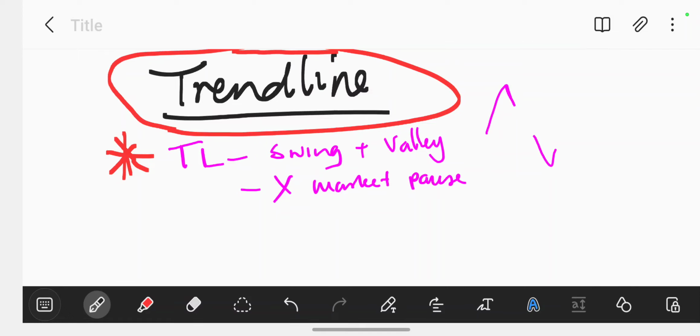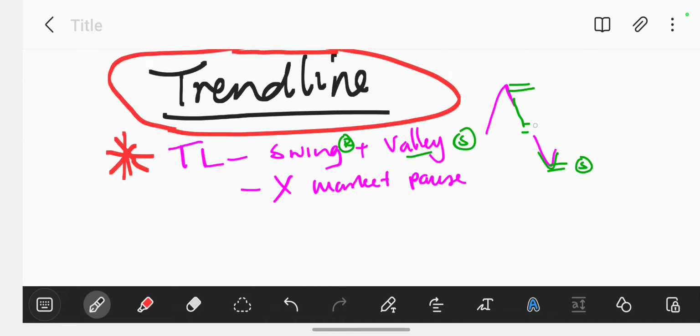Both of them, remember, at the swing you have your area of what? I need to make this clear. At the swing or here you have an area of what? Of resistance, and at the valley here you have an area of support, right? Support. So both the swing and the valley and the market pause, they are areas of resistance and support.